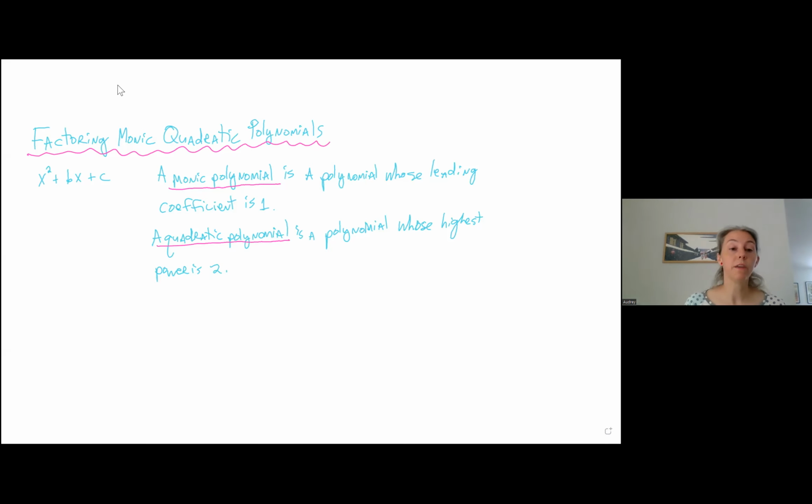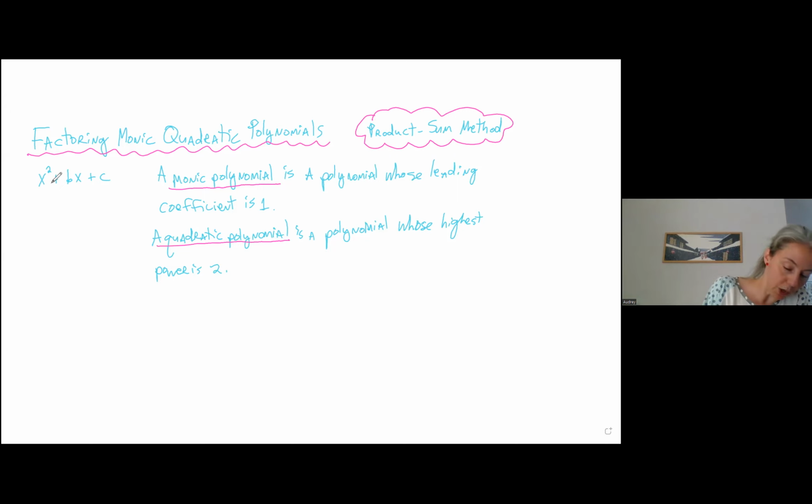So today we're going to be factoring monic quadratic polynomials using what's called the product sum method. First, let's understand what we mean by a monic quadratic polynomial. A monic polynomial is a polynomial whose leading coefficient is 1. So what that means is we look at the highest power here, that's my x squared. The number in front of that x squared, we don't have a number, so we can think of it as 1. So it's when you have a 1 in front of that leading coefficient.